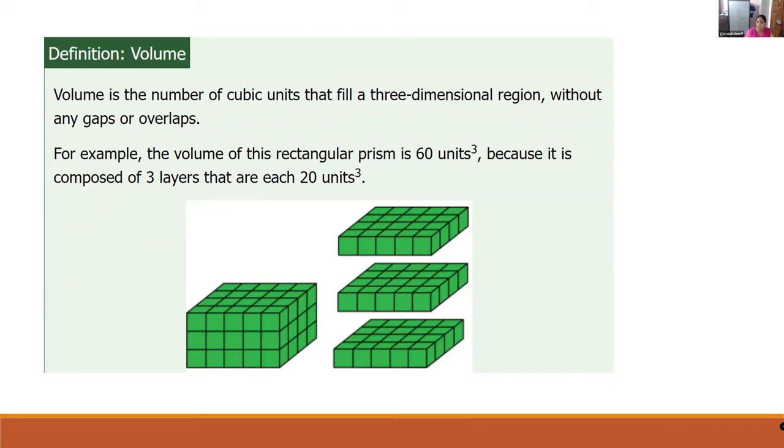Otherwise, you can just give the solids like this using the unit cubes. Then we can ask them, what about the volume of this? So children, they have to see the first layer. In the first layer, there are how many cubes? 5 into 4, 20 cubes. 20 cubes are there in the first layer, second layer also 20 cubes, third layer also 20 cubes. So totally 60 cubes are there. Therefore, the volume is 60 cubic units.